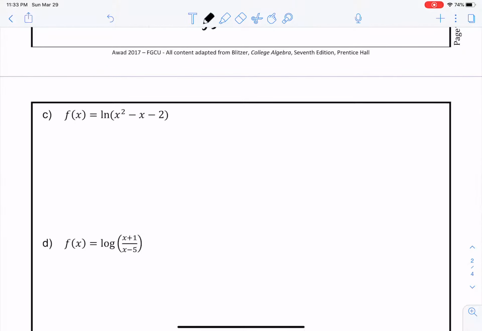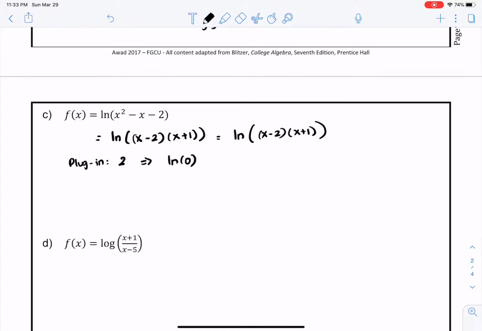So you look at this function in part C. First thing we have to do is to try and rewrite x squared minus x minus 2. How can we rewrite this? I could rewrite this as x minus 2 times x plus 1. So we would have ln of x minus 2 times x plus 1. If I plug in 2, then we'd end up having ln of 0, which is undefined.